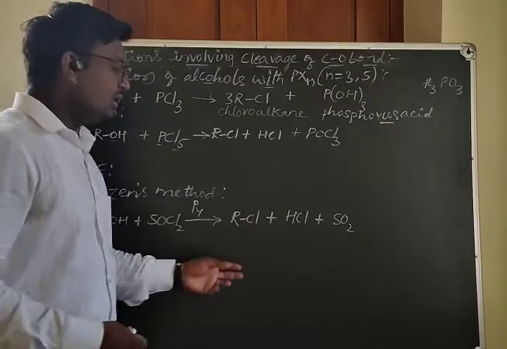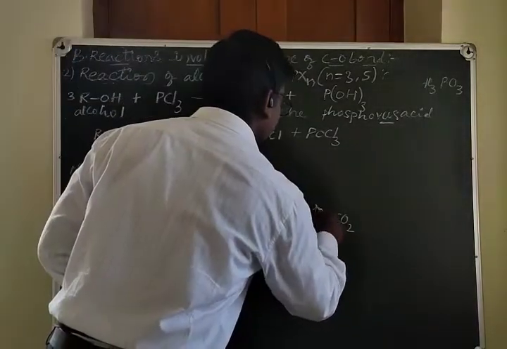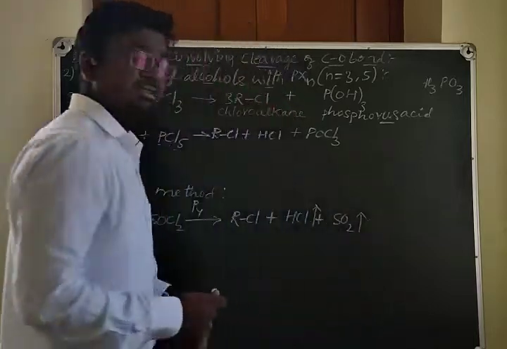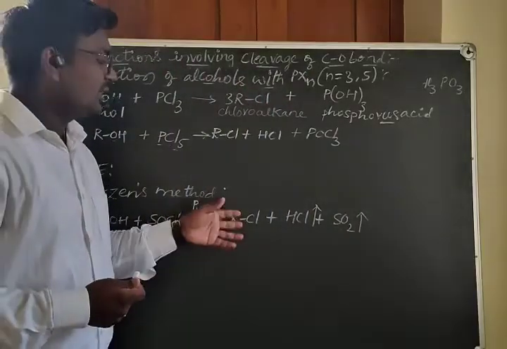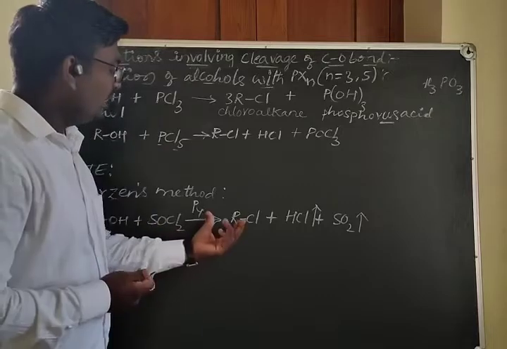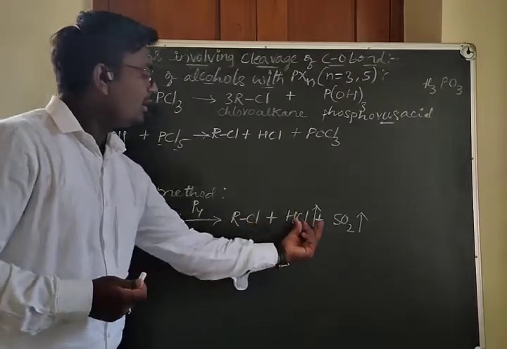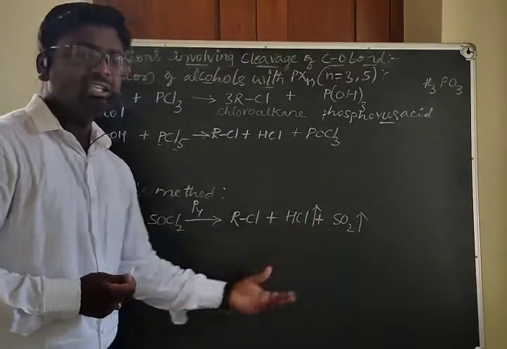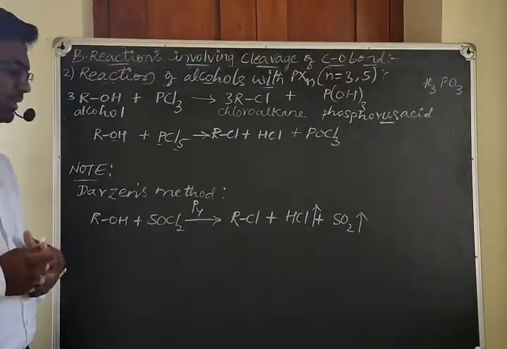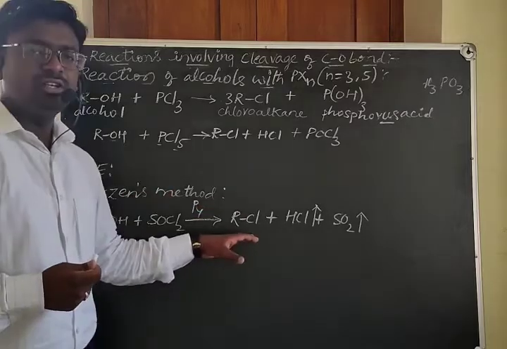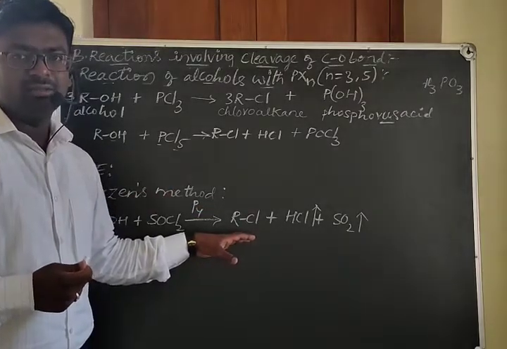Because the byproducts are gases, there is no need to purify further. The only product left is the chloroalkane, and the other byproducts are gases. That is why this is the important method to convert alcohols into chloroalkanes.